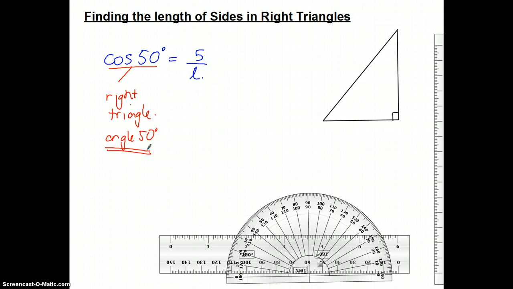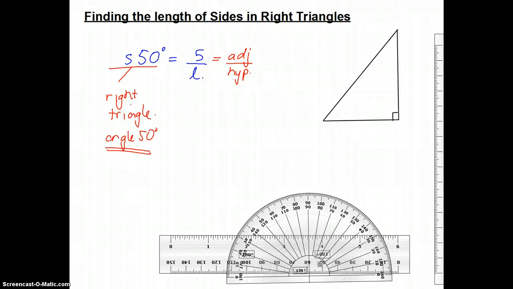So we know straight away the other angle is 40 degrees, don't we? And it's saying for this angle of 50 degrees, we have the cosine ratio, which of course is the adjacent side over the hypotenuse. Okay, so let's go over and have a look at this triangle here.